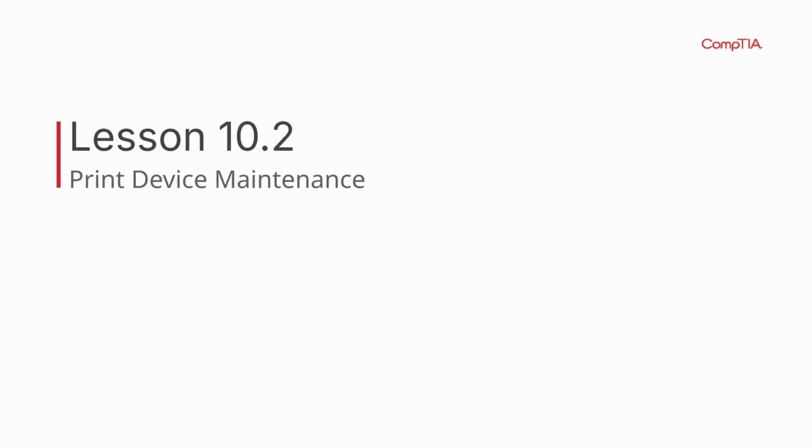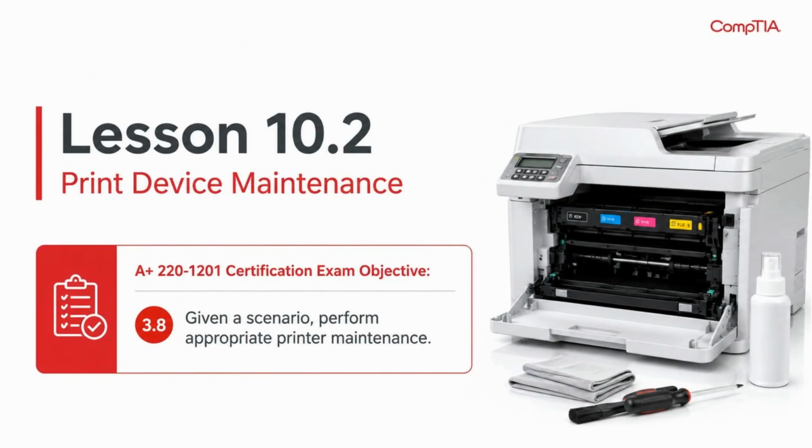Lesson 10.2. Print Device Maintenance. This lesson maps to A+ 220-1201, Objective 3.8, Performing Appropriate Printer Maintenance. Welcome to this video on printer maintenance. We'll start with an overview of the core objectives related to maintaining various print devices effectively.